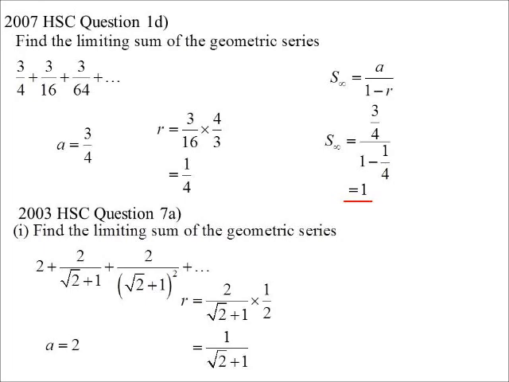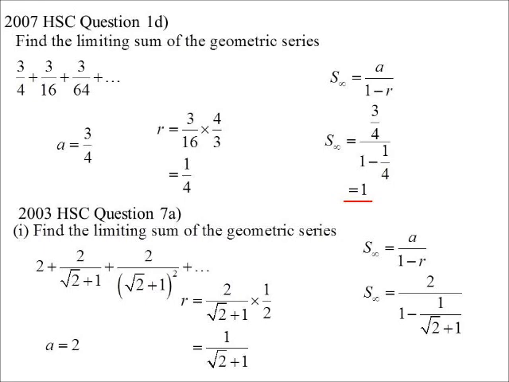The ratio is 1 on the square root of 2 plus 1. Why I did all that work, I don't know, because it's kind of obvious. I've multiplied by 1 on the square root of 2 plus 1, but there you go. Sum to infinity, a on 1 minus r. Yeah, I suppose there's a bit more work than the other question, isn't there?